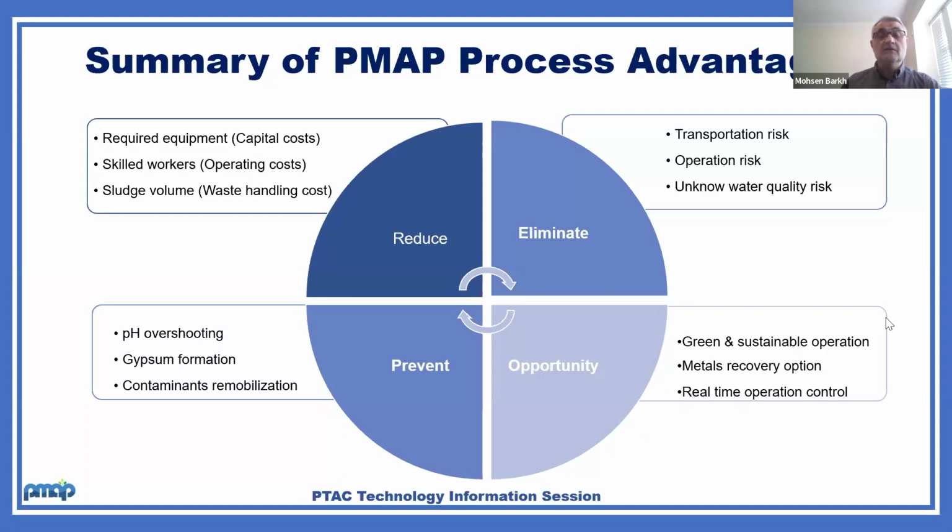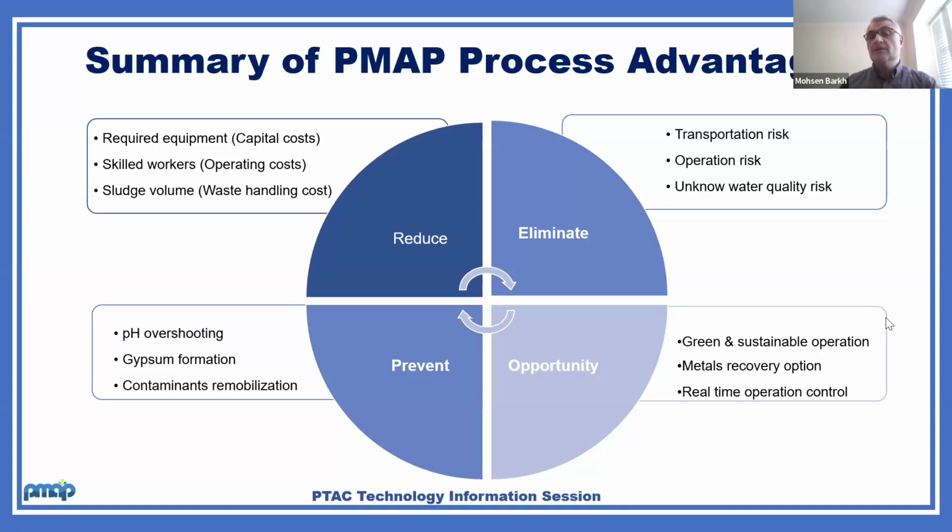And the operating cost is going to be reduced by eliminating the skilled workers and replacing them with the AI. Also, the sludge volume is going to be lower, and the cost of sludge handling is going to be very low in this case.